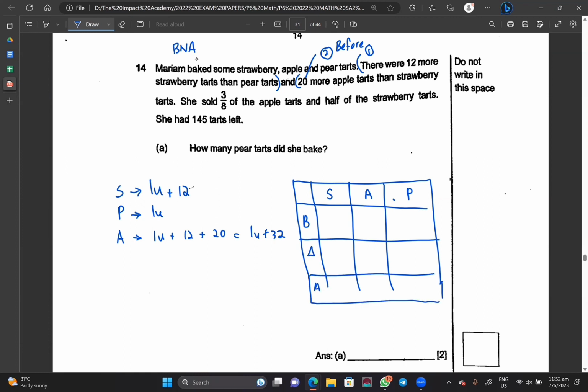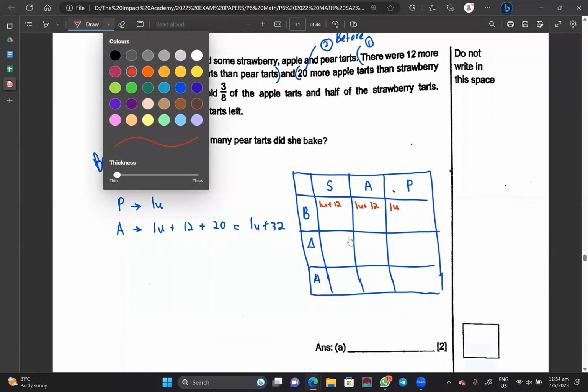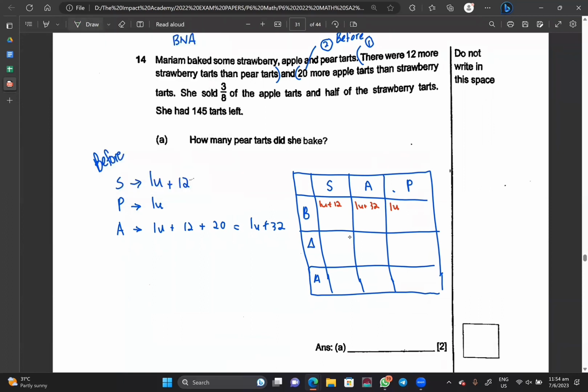Okay, once you're done with this, you want to make sure you write in whatever you know, because this is my before. So we want to write in first. This is 1 unit plus 12, and for apple is 1 unit plus 32, and for pear is 1 unit. So when I'm done with this part, I'm going to read the third sentence.